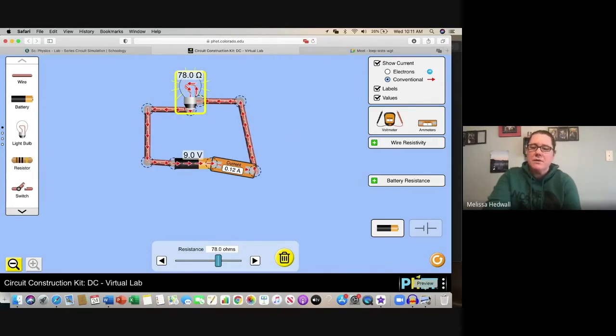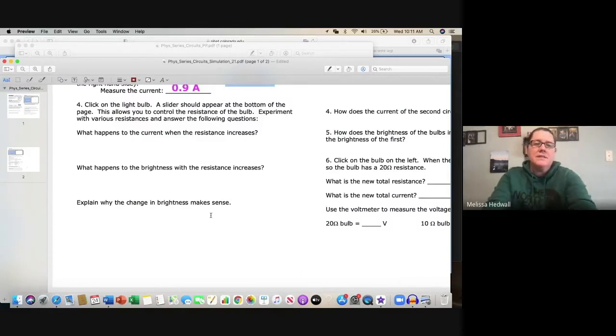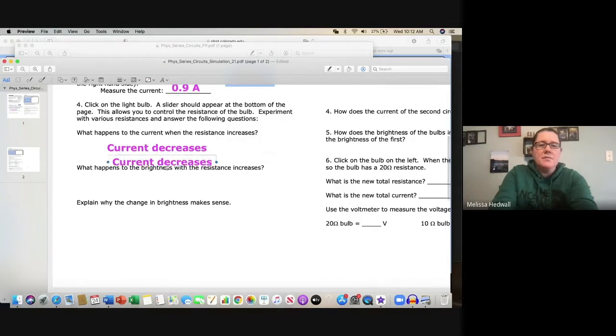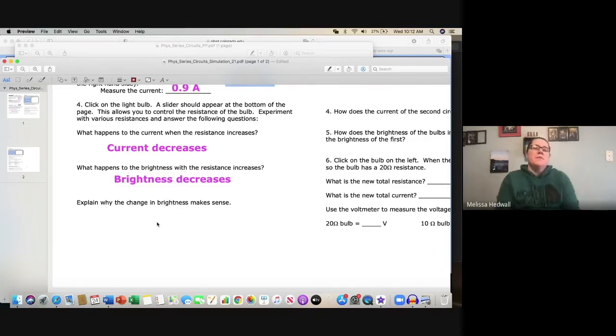So if we go back to what we have on our paper here, it says what happens to the current when the resistance increases? The current decreases. And then what happens to the brightness when the resistance increases? The brightness also decreases. Well, it says explain why the change in brightness makes sense.